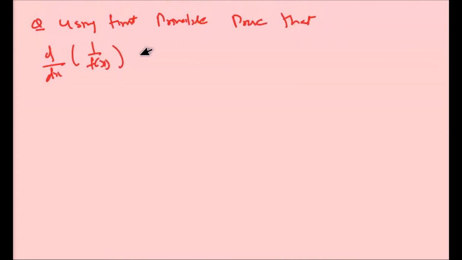Using first principle, prove that d by dx of 1 upon f(x) is equal to minus f dash x upon f(x) whole square.